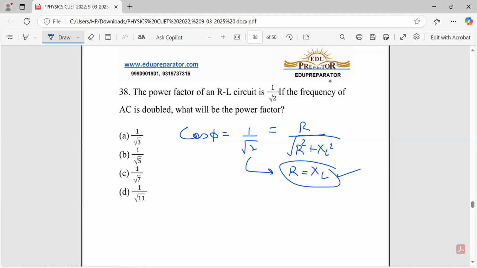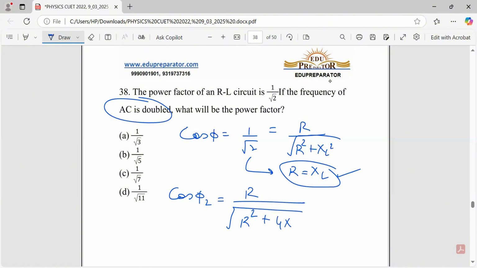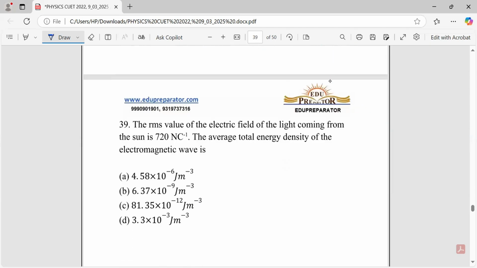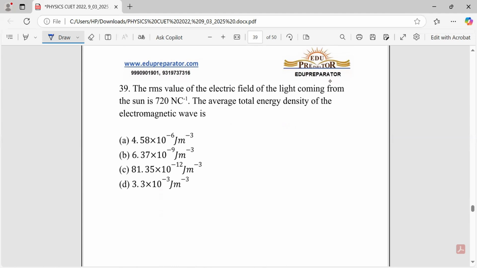तो ये आपके पास रेजिस्टेंस की वैल्यू इस केस में आ गई। सेकंड केस में बेटा उसने पावर फैक्टर की बात करी, अगेन दिस विल बी इक्वल टू R बाय R स्क्वायर, क्योंकि बेटा फ्रीक्वेंसी उसने डबल कर दी, ये सही, द फ्रीक्वेंसी ऑफ AC इज डबल, तो फ्रीक्वेंसी डबल करी तो XL डबल हो गया, तो इसका मतलब कितना हो जाएगा 4XL का स्क्वायर। तो इफ यू सिंप्लीफाई दैट विल बी इक्वल टू 1 by root 5. फाइन। सो अगेन अप्लाई एंड सिंप्लीफाई द क्वेश्चंस। लेट्स मूव टू क्वेश्चन नंबर 39.